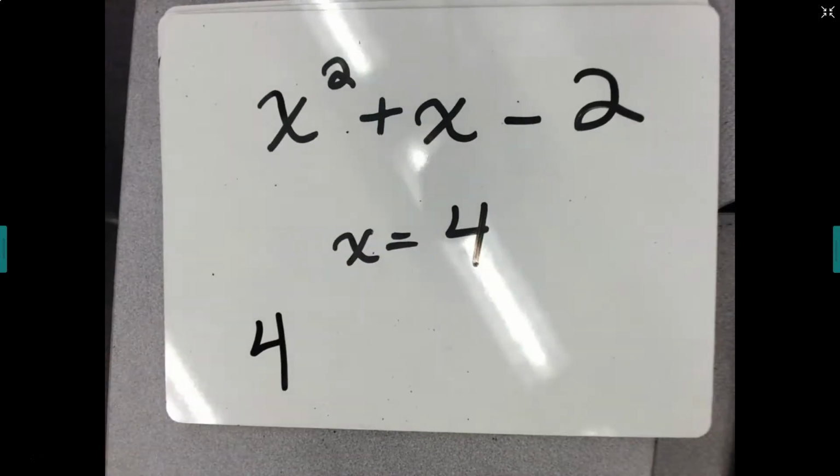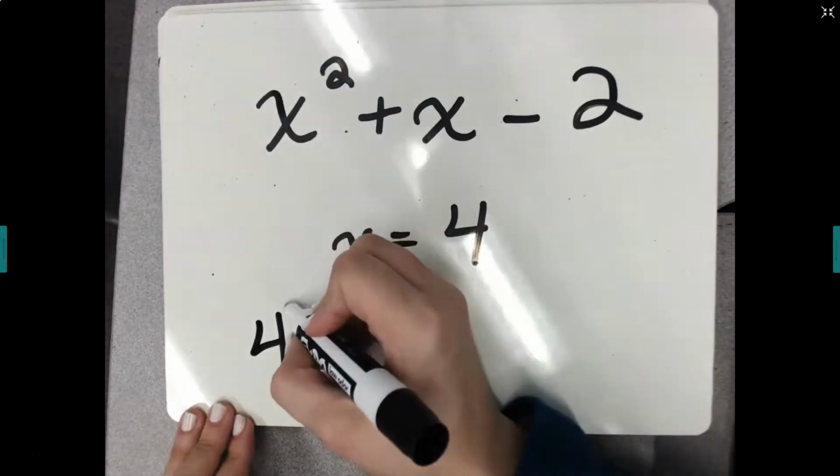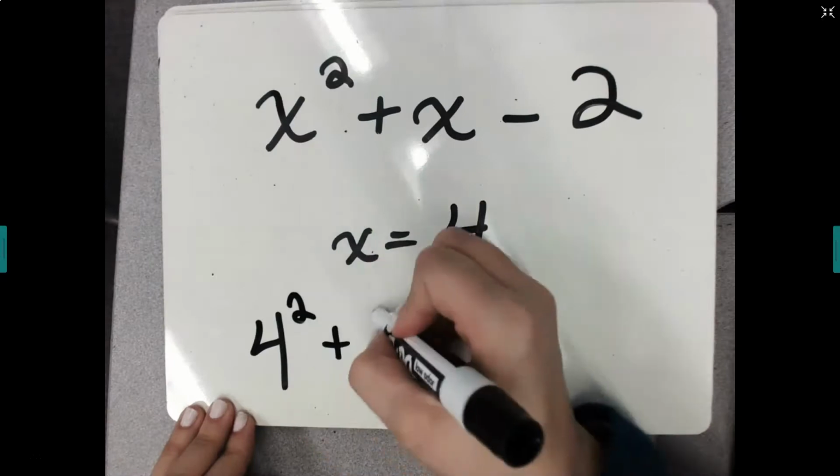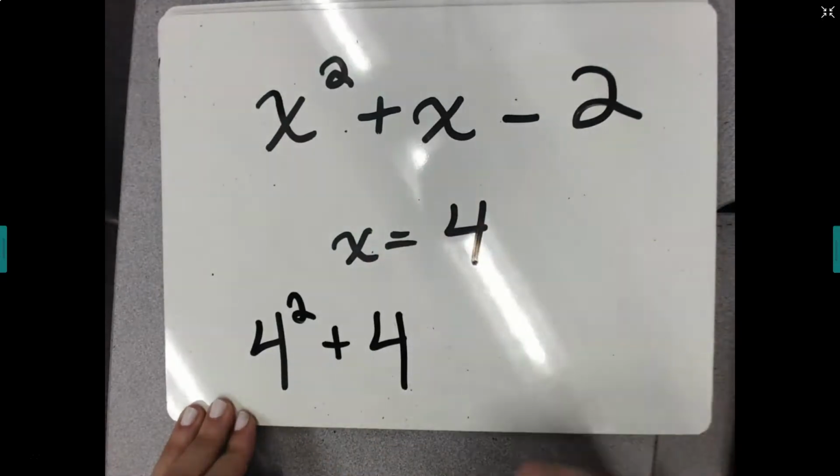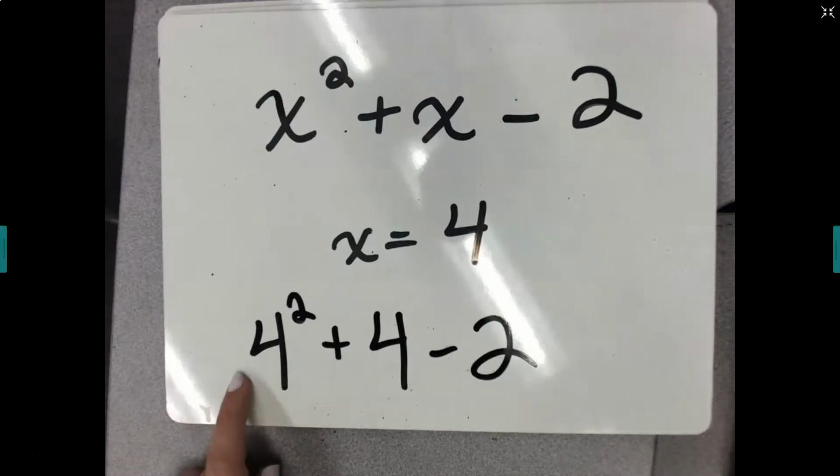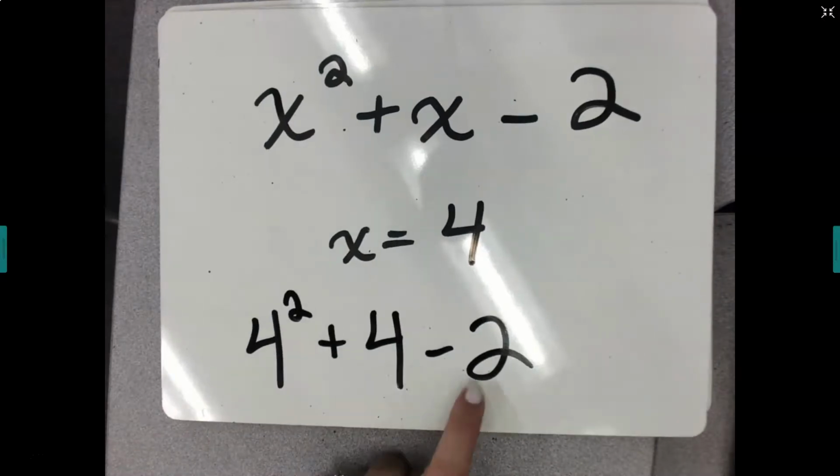You can think about it like when your teacher is absent, and another teacher is in his or her place. Substituted. Okay, so here we go. Substituting x for 4 because x equals 4. So then I have 4 to the second power plus 4 minus 2.